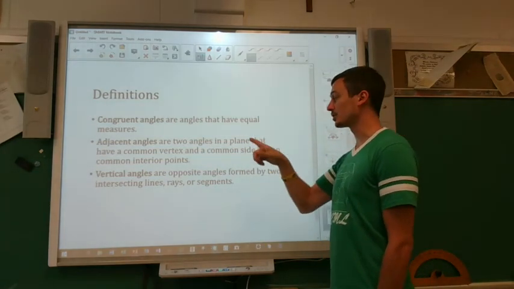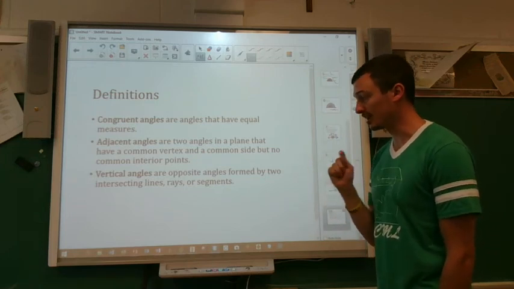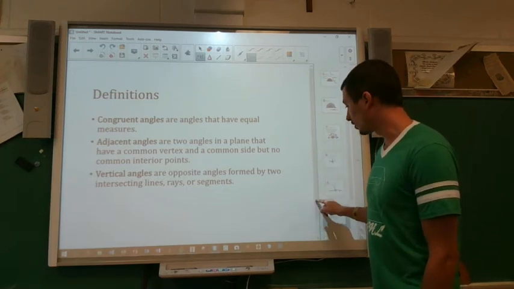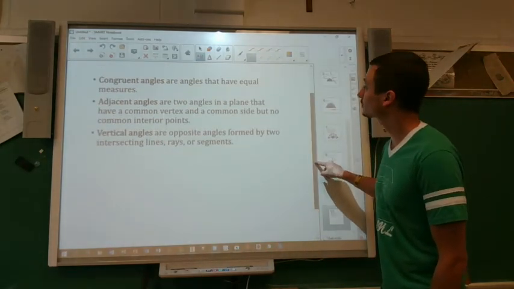Adjacent angles are two angles in a plane that have a common vertex and a common side, but no common interior points. So that's a lot of words. Let's try and draw a picture.